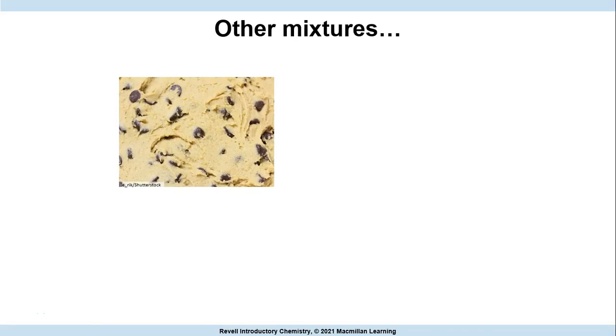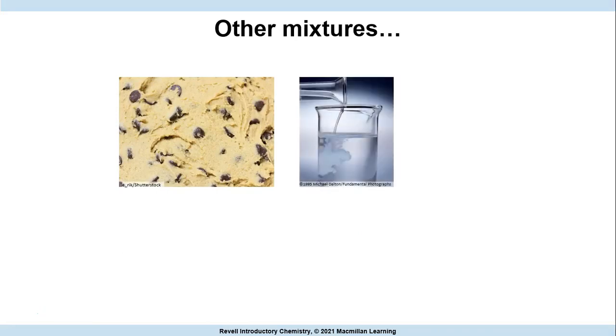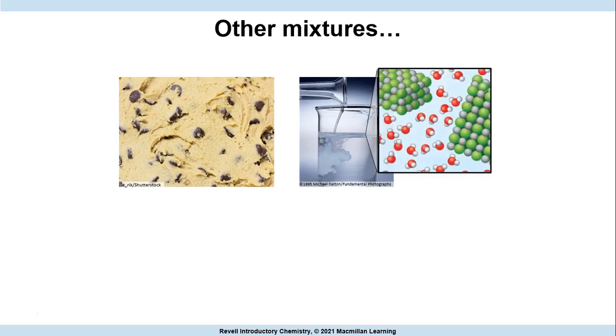Now we also have other mixtures. So I'm going to show you some examples of mixtures here. We have a mixture of chocolate and dough in the first picture. It is a heterogeneous mixture where the chocolate and the dough don't mix, and you see the different phases. In the second picture, we see a mixture of a liquid with water. It doesn't mix. You see the phase is different from the water phase. So we have two phases in there, and that is a heterogeneous mixture.